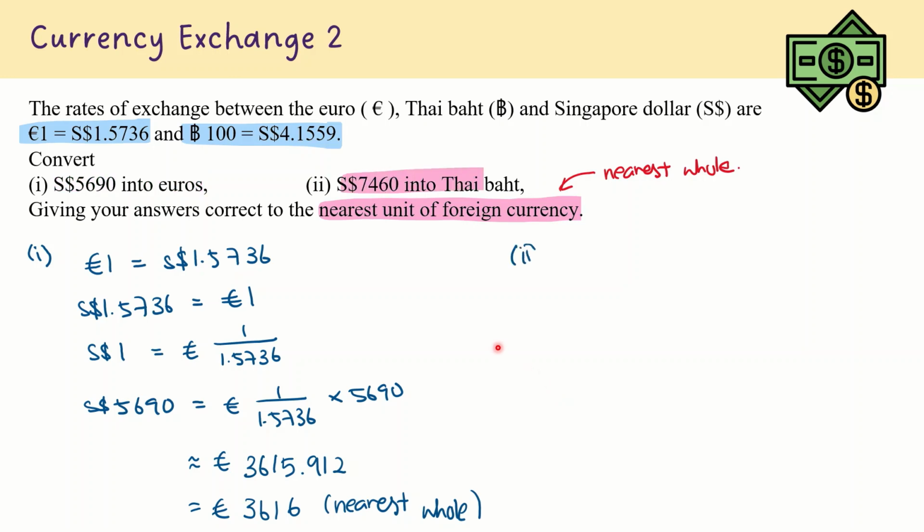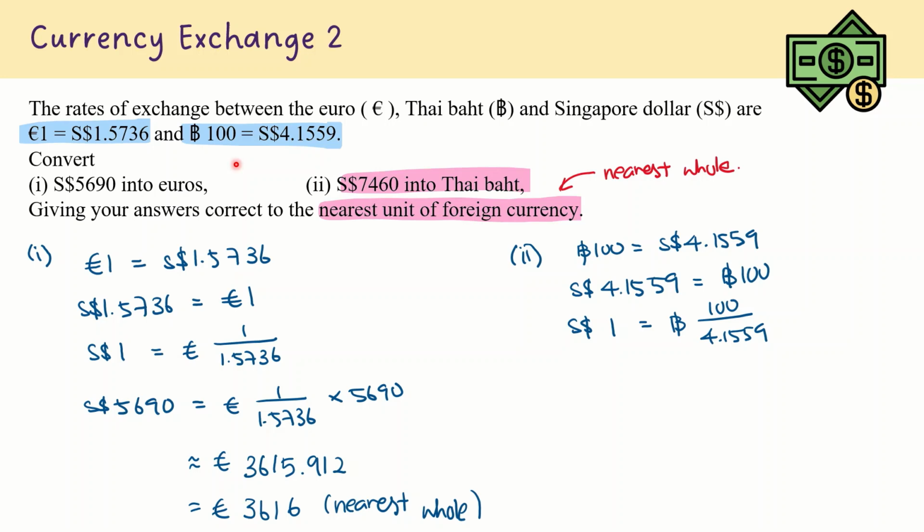Now let's move on to part 2. For part 2, we're trying to convert 7460 Sing dollars into Thai baht. We're given this exchange rate where 100 baht is equal to 4.1559 Sing dollars. Likewise, I'll just switch it around for convenience of seeing. So I will find 1 Sing dollar, which is 100 divided by 4.1559 baht.